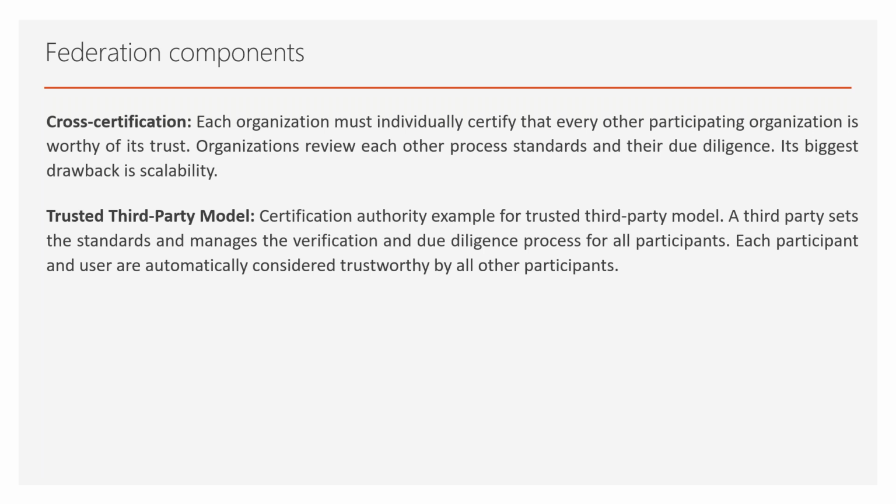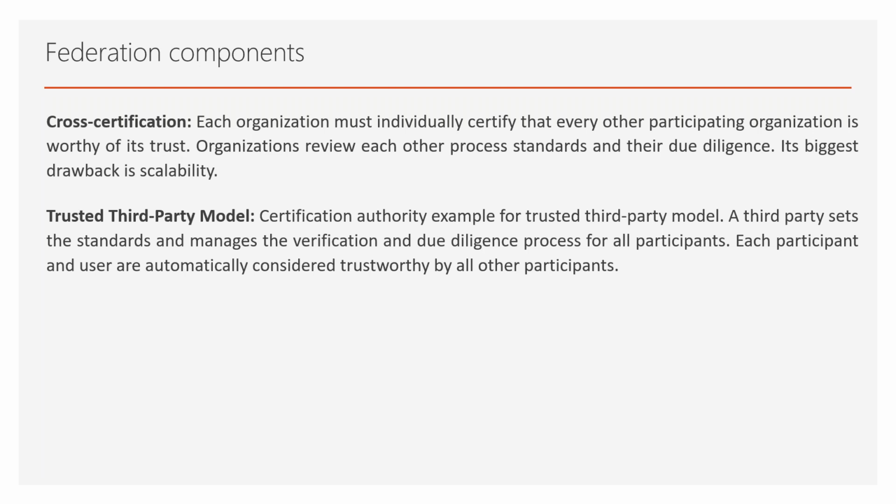So now when we talk about cross certification, what is happening in cross certification? Each organization must individually certify that every other participating organization is worthy of its trust. Organizations review each other's process standards and their due diligence. The biggest drawback of cross certification is scalability. So where one organization is trusting another organization.